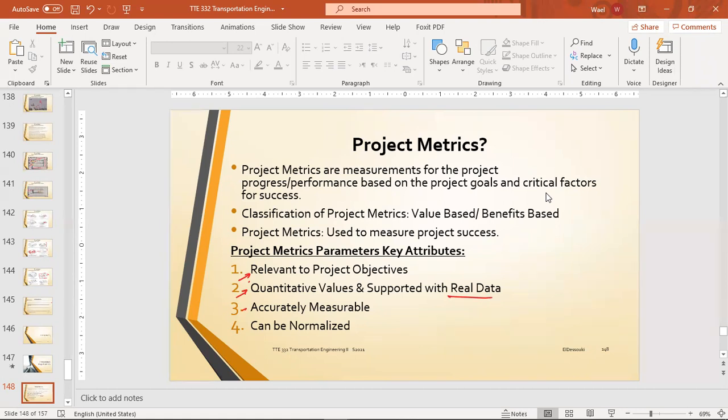Number three, it should be accurately measurable, not estimated or speculated. However, sometimes we end up estimating some values, but not speculating. If it's speculated, then it's not a valid parameter. It becomes a subjective measure, not a quantitative measure. Number four, it can be normalized, so that a value is comparable to other values, for example per unit.